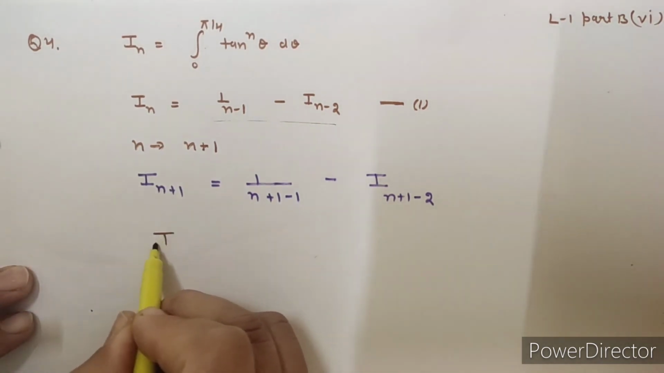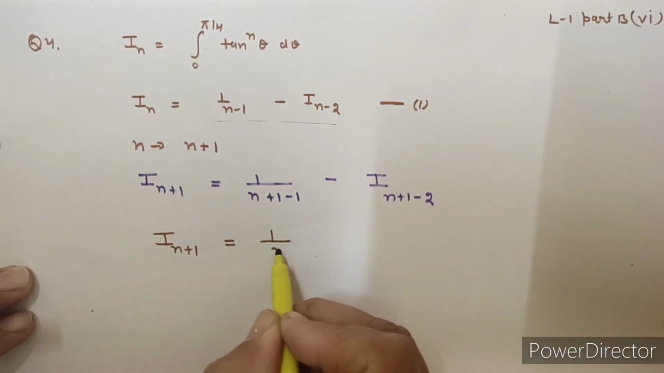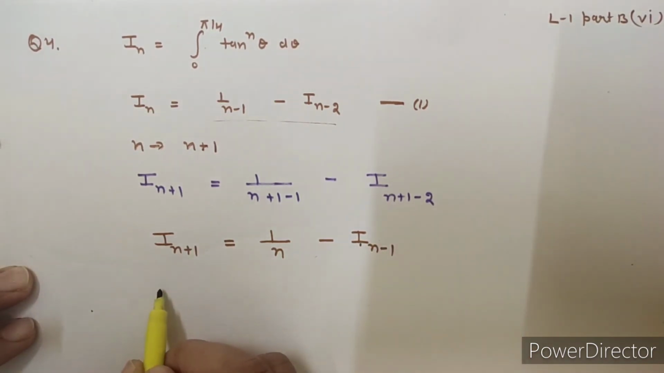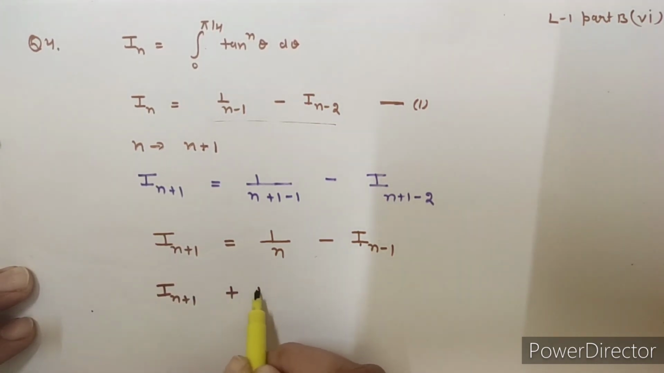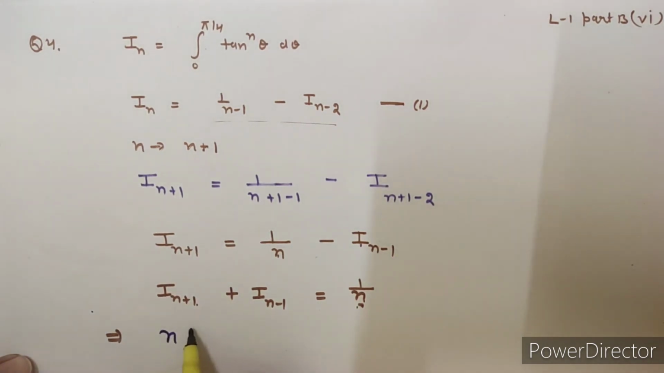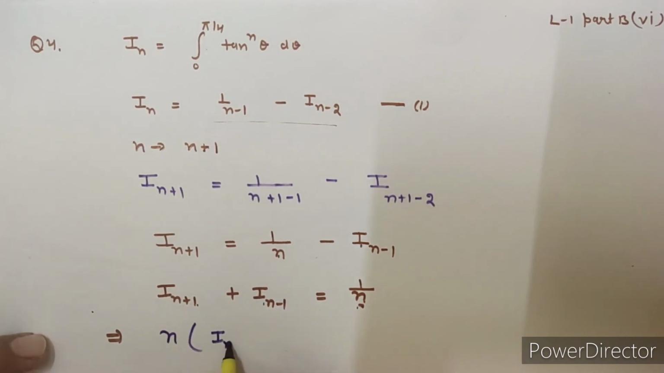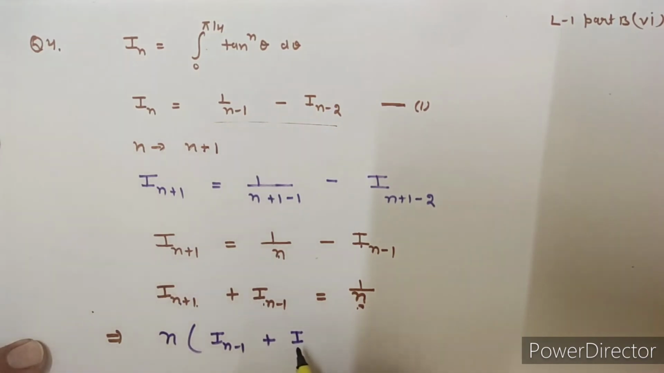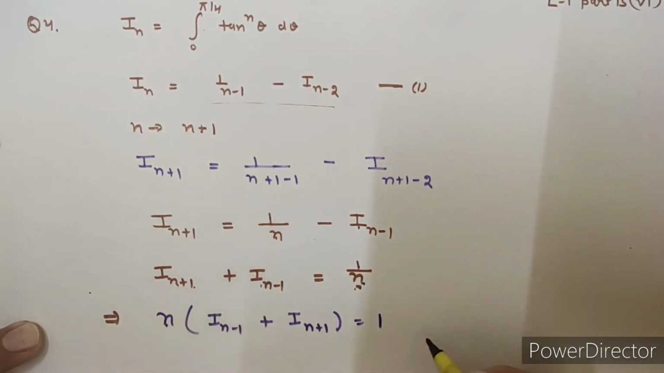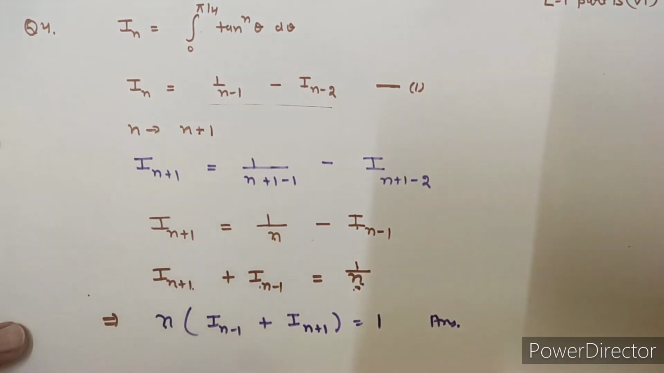Here you will get I of n plus 1 is equal to 1 over n minus integral of n minus 1. Take this on the left hand side. It gives you I n plus 1 plus I n minus 1 is equal to 1 by n, sorry. This is 1 by n. Now take this n on the left hand side. We obtain the expression as n. You can write this term first. So n minus 1 plus this is I n plus 1 here, and I have taken this on this side, so here is 1. So this is the required answer. Okay, so in this way you can use the reduction formula for integration tangent nx dx.